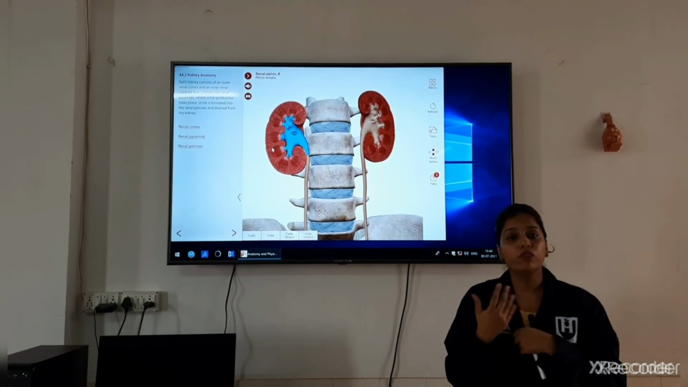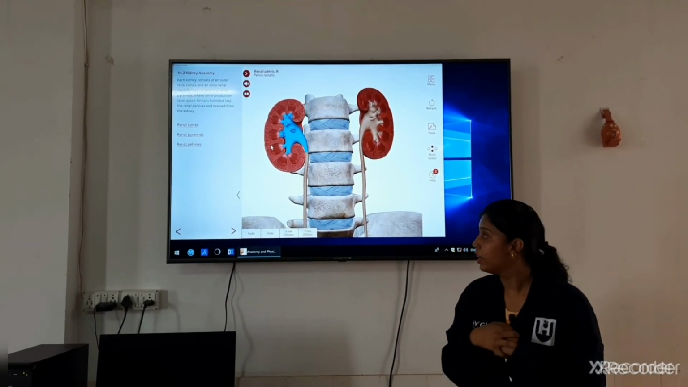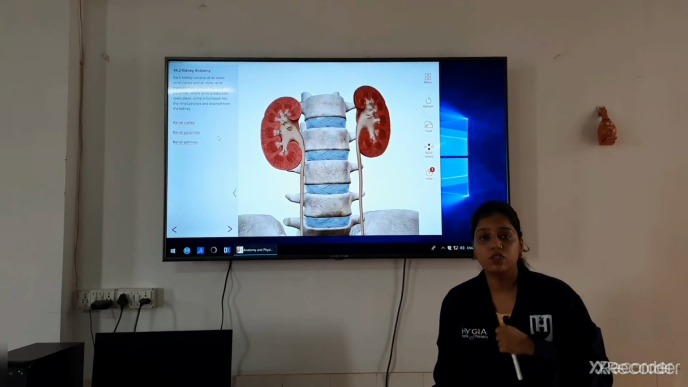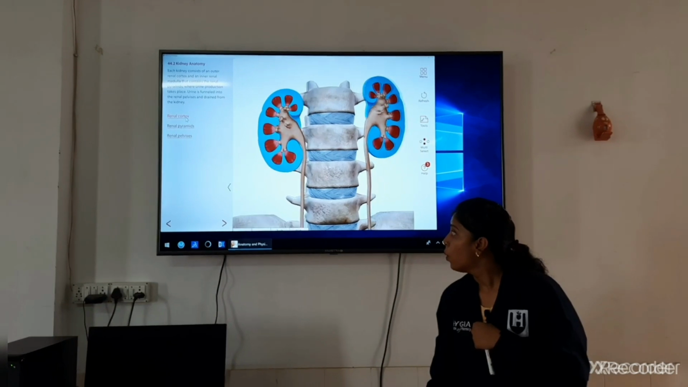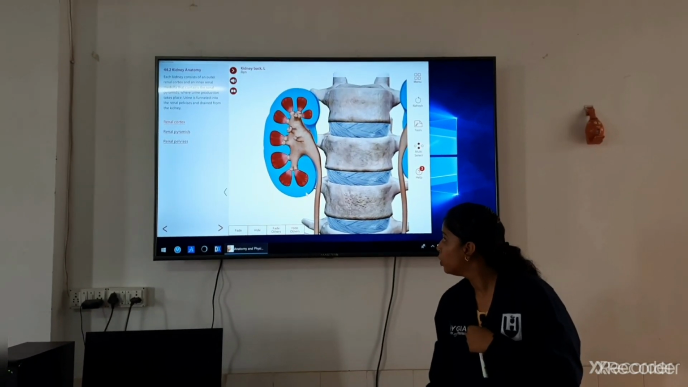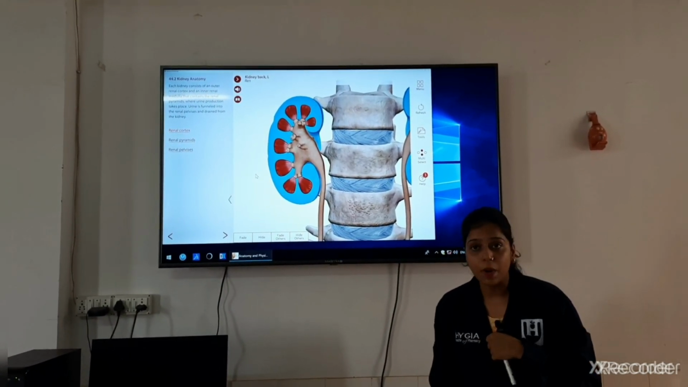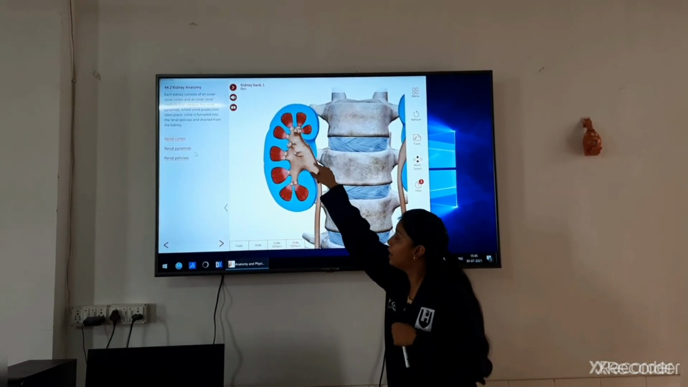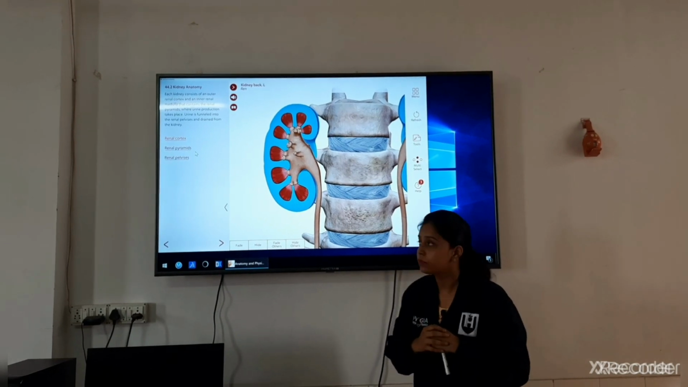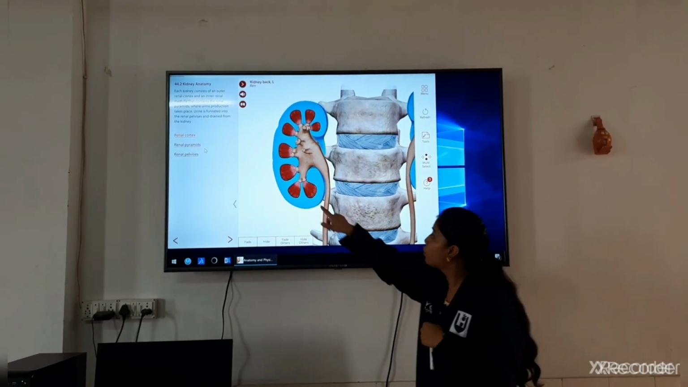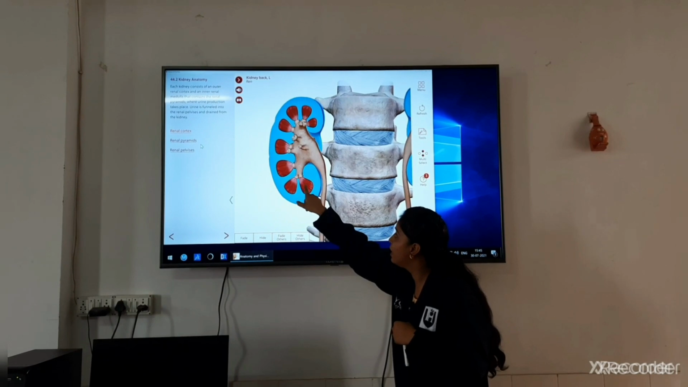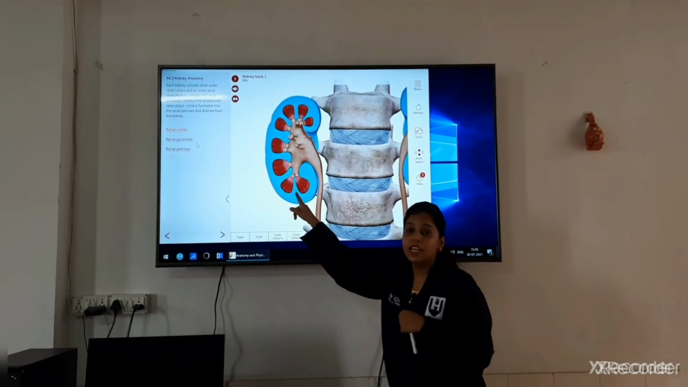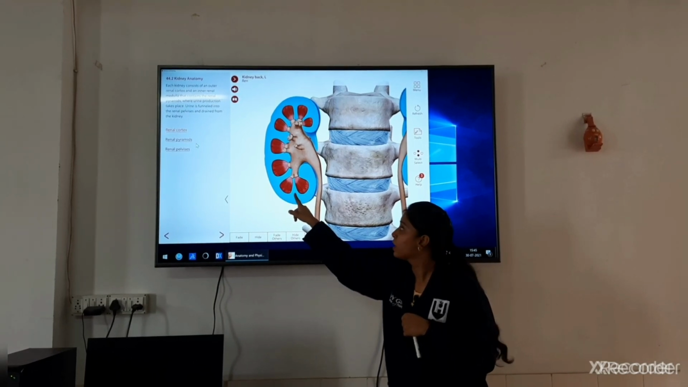When we move towards the internal anatomy of the kidney, we find that the kidney is divided into two regions. The outer part, highlighted in bluish color, is the cortex, and the rest, which is not highlighted, is the medulla. The part of the cortex lying in between the pyramid-like structures is known as the renal column.